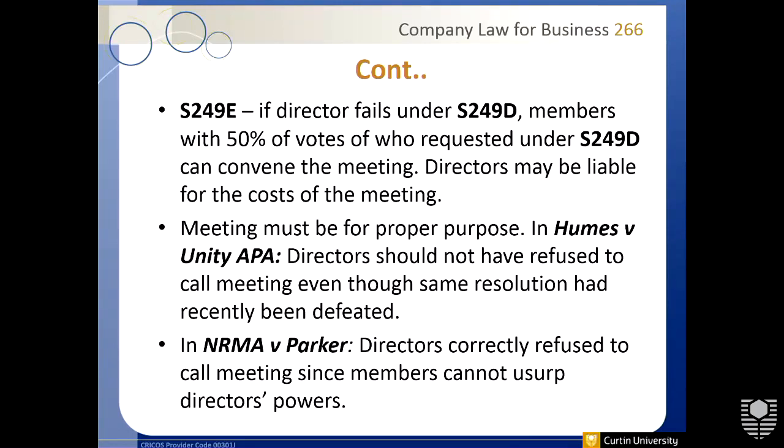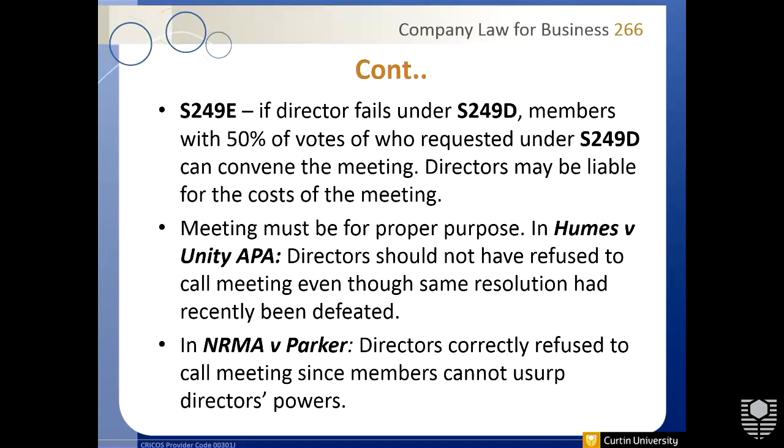So here I ask the directors to convene the meeting. He doesn't convene the meeting. I then convene the meeting, and whatever costs I incur due to convening the meeting, the directors will be liable to pay for it. So if I have an annual general meal which is expensive, they pay for it. Too bad. All right? Meetings must be for a proper purpose.